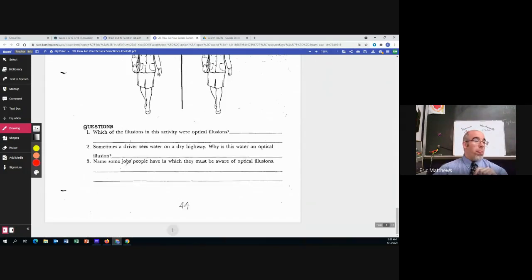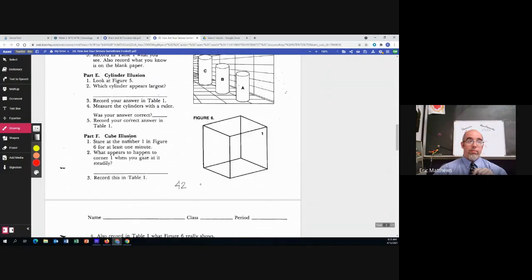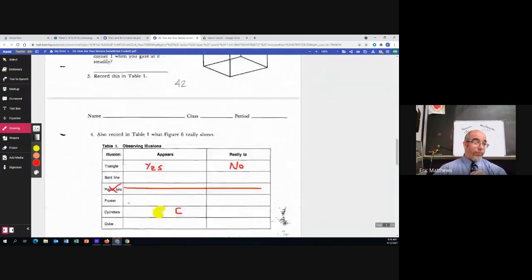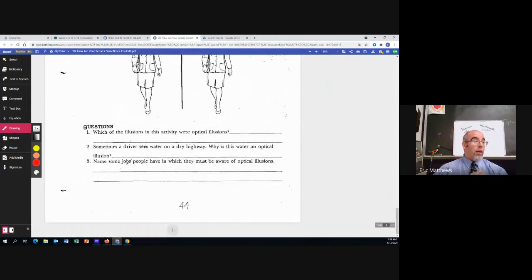3 questions. Which of the illusions in this activity were optical illusions? Go back to this part. That will help answer the whole thing. Number 2, sometimes a driver sees water on a dry highway. You can look this up, look on YouTube for a water illusion, and you'll see it pop up all sorts of illusions of water on the road.